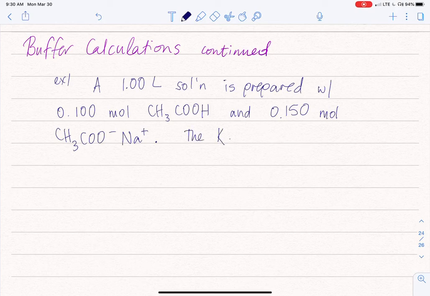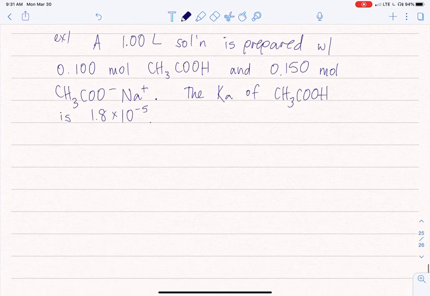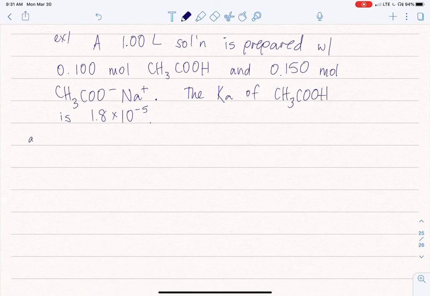I'm going to tell you that the Ka of acetic acid is, you probably have this memorized by now, 1.8 times 10 to the minus 5. That's a value that we use quite often. Okay, this is going to be a 3-part calculation. And in the first part, I just want you to calculate the pH of this solution.